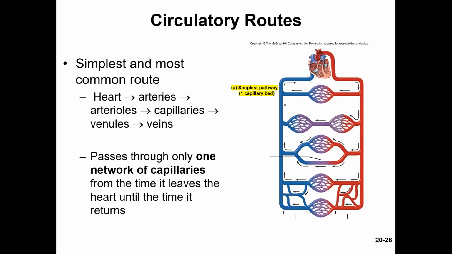So here's an example of your circulatory route. Simplest and most common route goes from the heart to the arteries, to the arterioles, to the capillaries, to the venules, to the veins. This passes through only one network of capillaries from the time it leaves the heart until the time it returns.